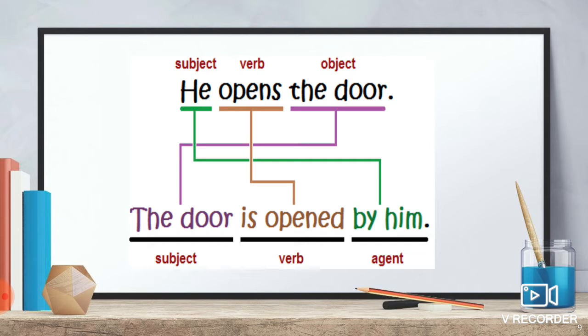Because he, or the door, is singular, هي مفرد, the door is going to take is and not are. The door is opened, okay, opens turns to verb 3, opened, by him. Now, by him is not really necessary, but you guys can add it. So this is the agent. The door is opened by him, and this is how you switch from active to passive.